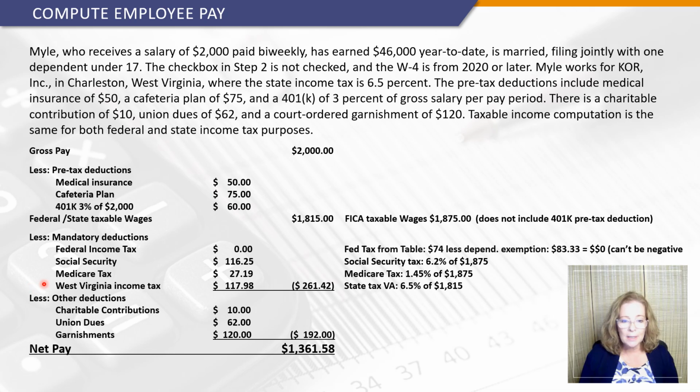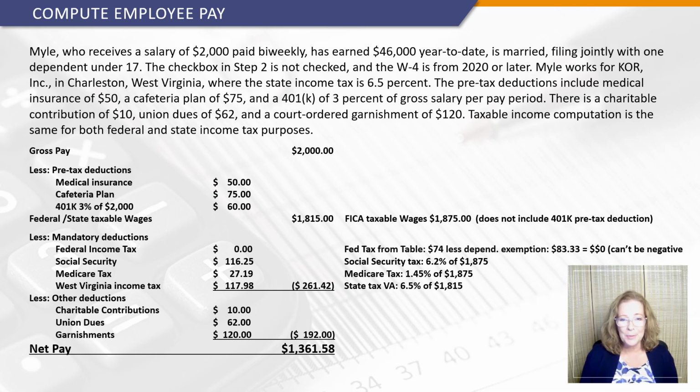The West Virginia tax rate is 6.5% of $1,815. By the way, we use the same taxable wages for federal and state withholding purposes. So that means that we multiply $1,815 by 6.5%. Next, we deduct the voluntary withholdings for charitable contributions, union dues, and garnishments, and arrive at net pay.